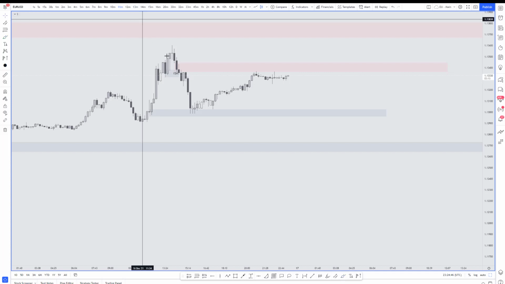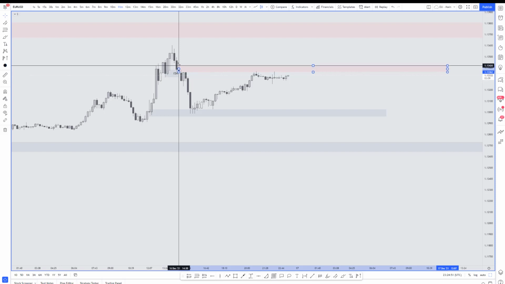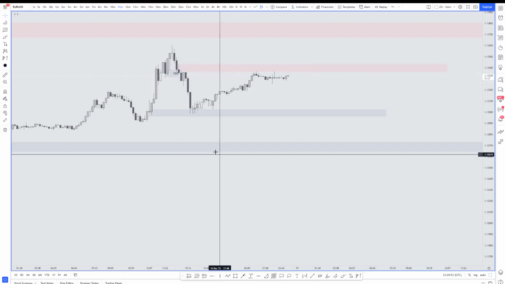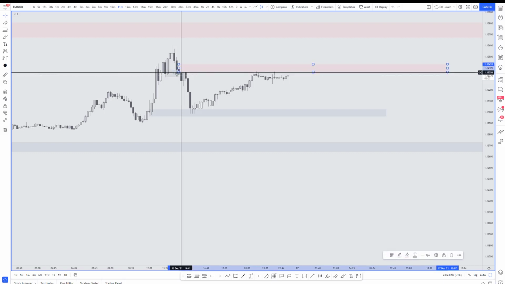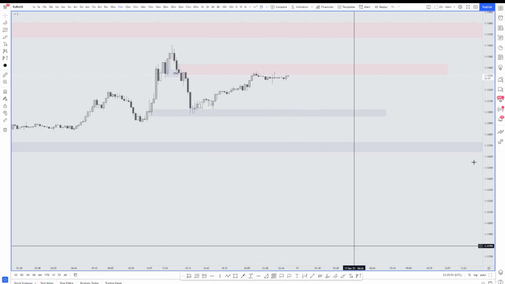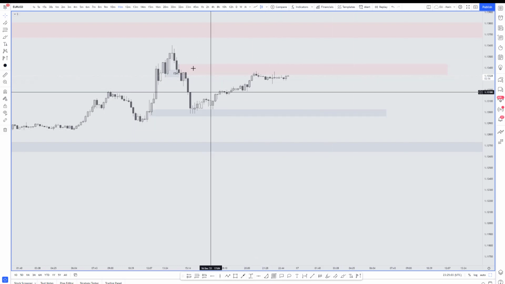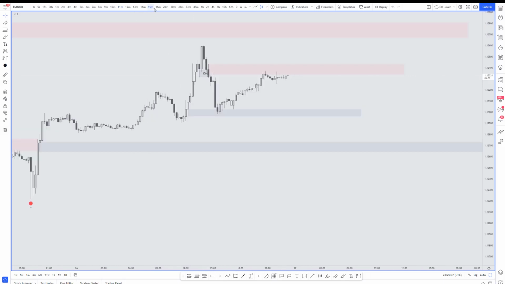So if you really dial in here on the 11-minute, I can tell that the move actually came from here that took out the reaction point. So this is, to me, a more precise point. And as you can see, we've already tapped it. On the 15, that's hard to see sometimes. But play with your time frames, and you're going to find incredible things.